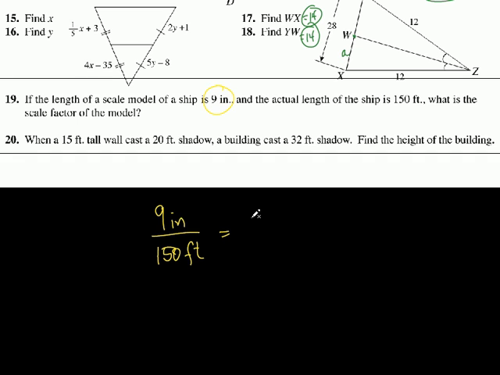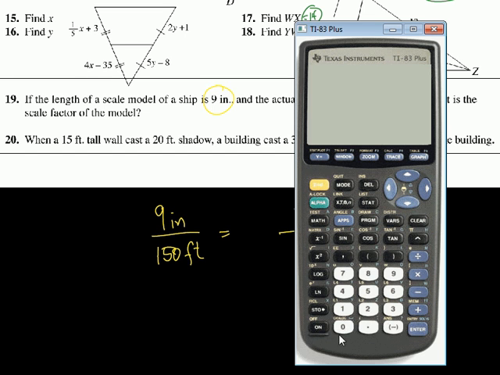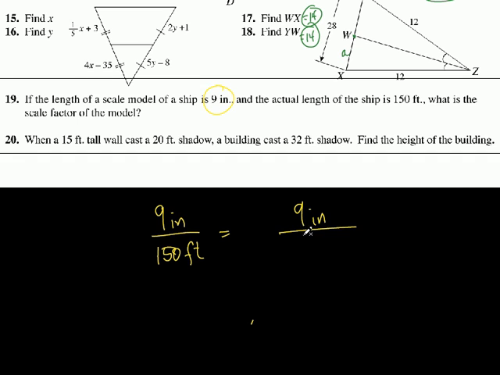You could do this a couple different ways. You could change this to feet and simplify, or you could change this to inches. I'm going to change this to inches. If it's 150 feet, how many inches are in a foot? 12. So 150 times 12 is 1,800 inches. Everybody got that? You see where I got that 1,800 from?